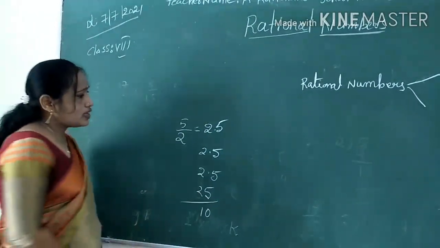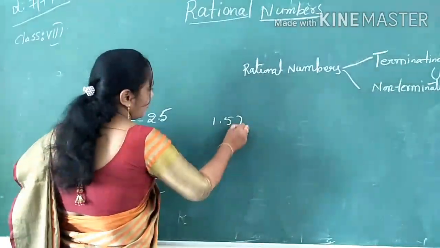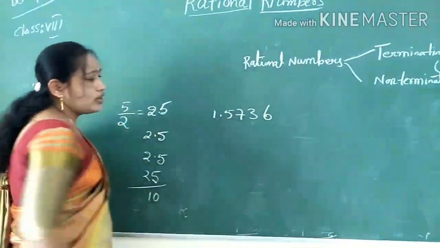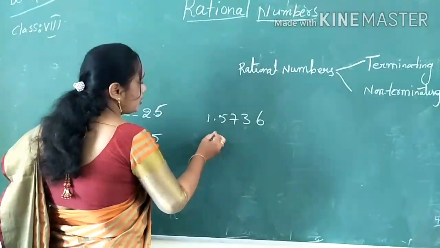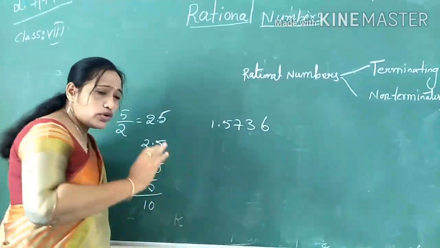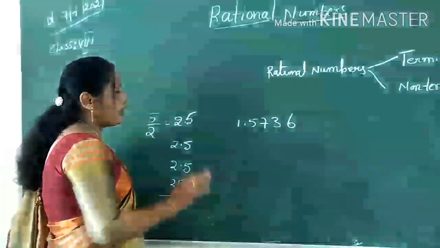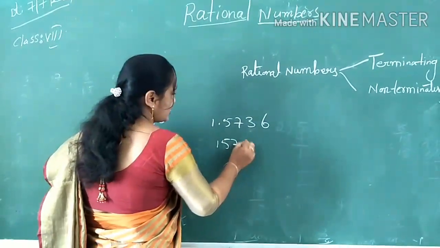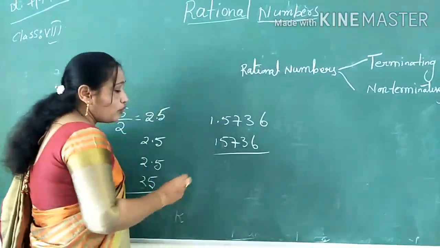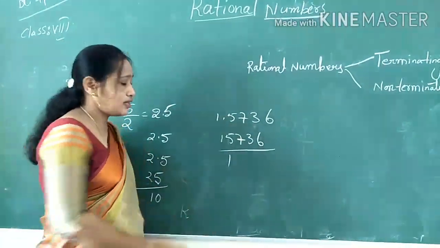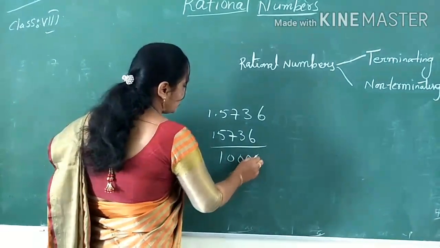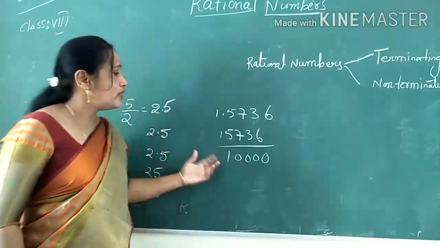Easily we know. Next one more, 1.5736. This is also decimal form. We now convert it into a rational number. First of all, no need to think about the decimal form. Write 15736 and 1 after it in the denominator. How many decimal places are there? 4 decimal places. So put 4 zeros. Easy, students. Okay.